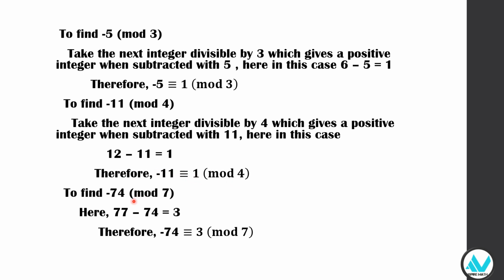Now let me take another example, minus 74 mod 7. Again let me check for a number that is divisible by 7, and at the same time when I subtract 74 from it, it should give me a positive integer. So the next possible integer must be 77. Therefore 77 minus 74 gives me 3. Therefore minus 74 is congruent to 3 mod 7.